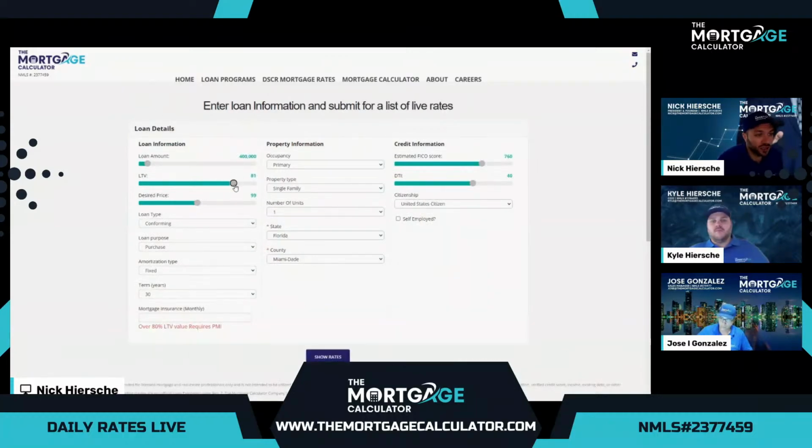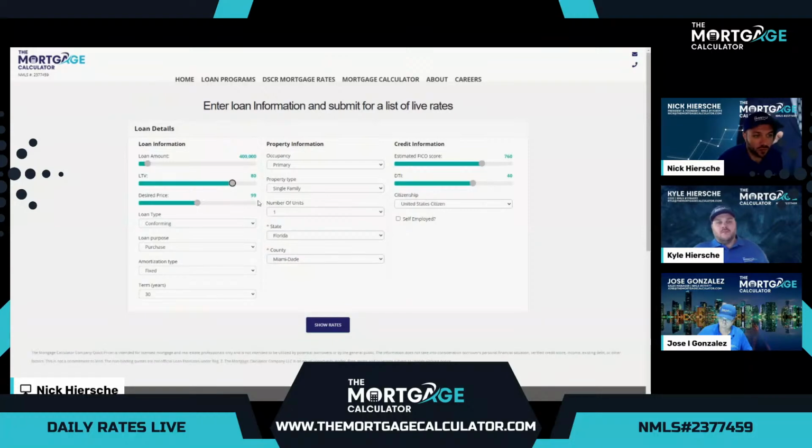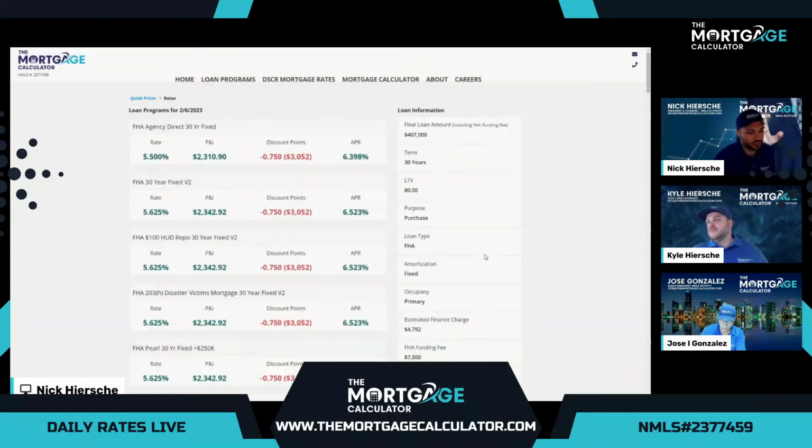So we'll go with the same scenario. We'll go 80 LTV, 1 discount point, or check out our FHA, but everything else will stay the same. 30-year fixed, primary, 1 unit, Florida, 760 FICO, 40 DTI. And let's compare our FHA rates this morning. FHA rates moved a little bit up as well. So yesterday they were a tad bit lower, but here's a great option, 5.5% interest rate for 0.75 discount points, 0.75 in cost. So that's the best option the computer found this morning.